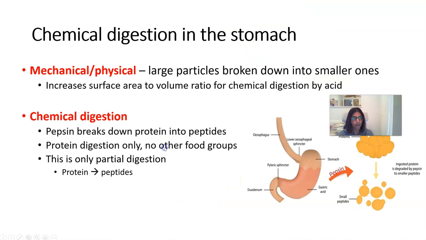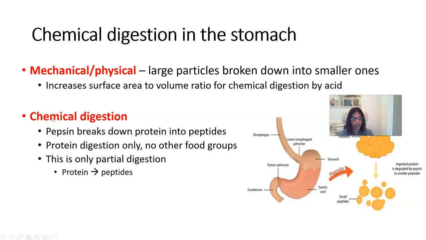So just to recap here, there is mechanical or physical digestion that happens in the stomach, and this is due to the churning action of the muscles in the stomach wall, mixing the chyme with hydrochloric acid and breaking it down to smaller pieces. Okay. The next thing that happens is chemical digestion.